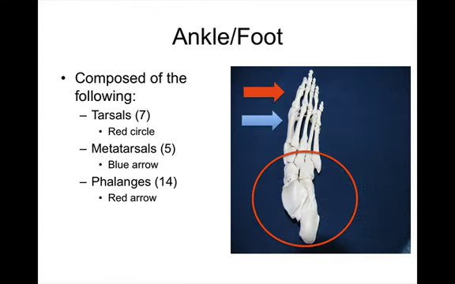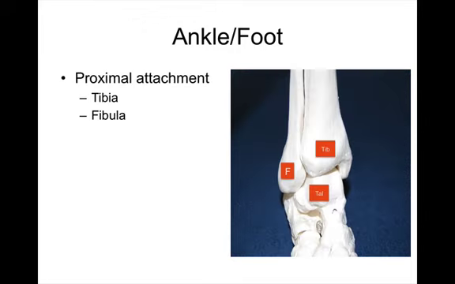Then we have the ankle and the foot composed of the following. We have tarsals, indicated by the red circle. We have metatarsals as we move distally, indicated by the blue arrow, and then most distally for the entire lower limb are the phalanges, as indicated by the red arrow there.